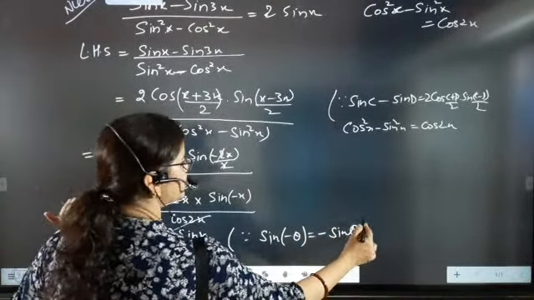So here what is there beta? Here sin of minus x is there. So minus coming out. So 2 sin x, minus minus got cancelled. So you have 2 sin x, and that is equal to RHS. Proved.